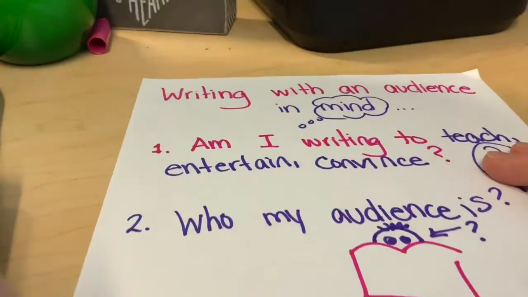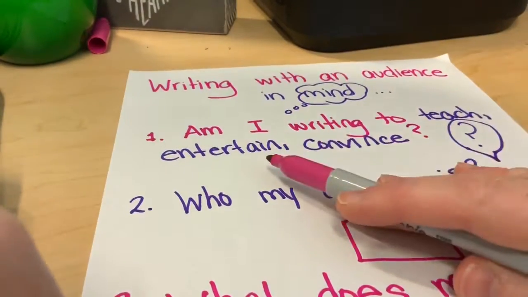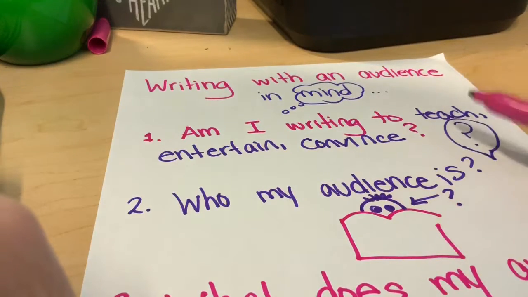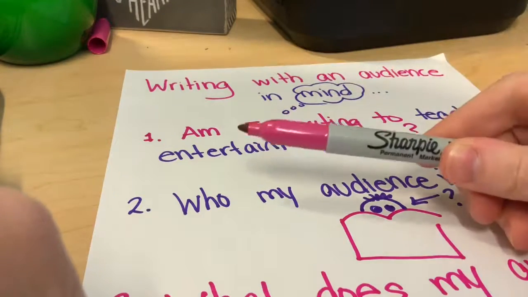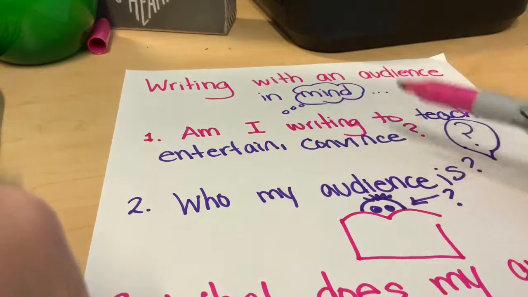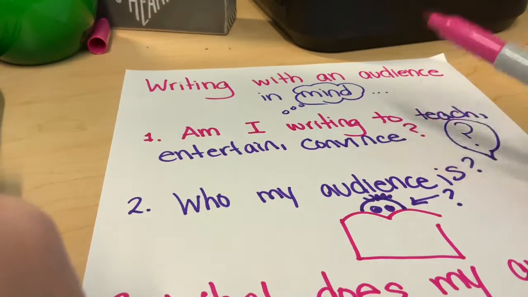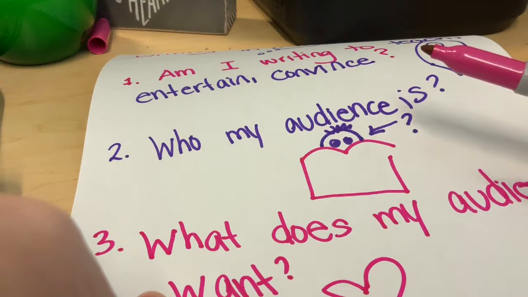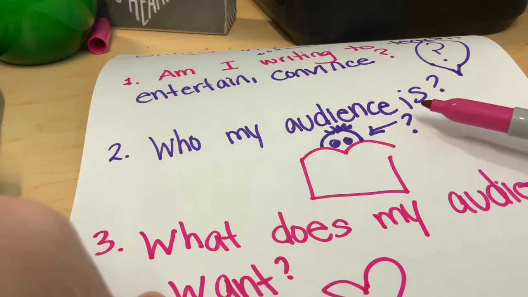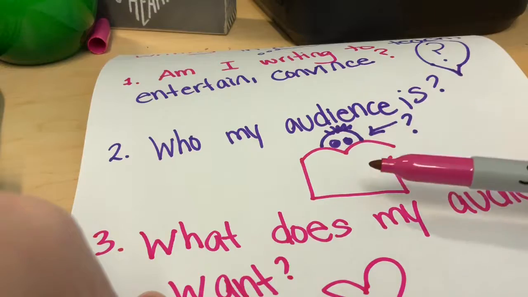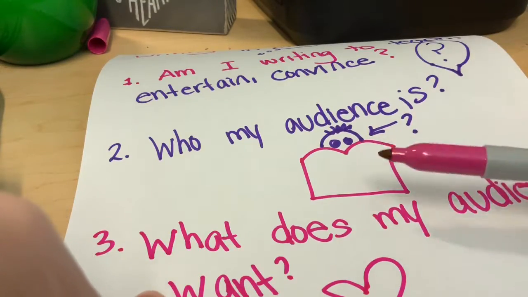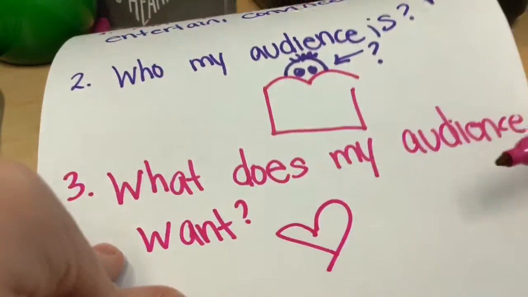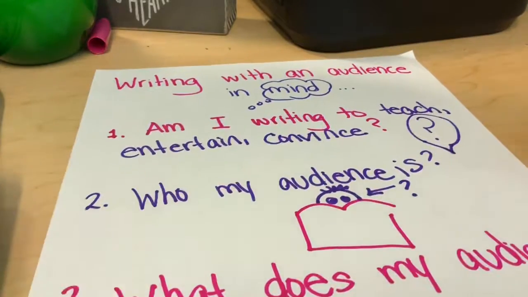So anytime you write a book, you start by asking yourself why you're writing it. Are you writing it to teach something, to entertain your audience, to help them have fun, or to convince them of something? Then ask yourself, who is my audience? Are they kids? Are they grown-ups? Are they students? Are they parents? Are they teachers? And then ask yourself, what does my audience want?